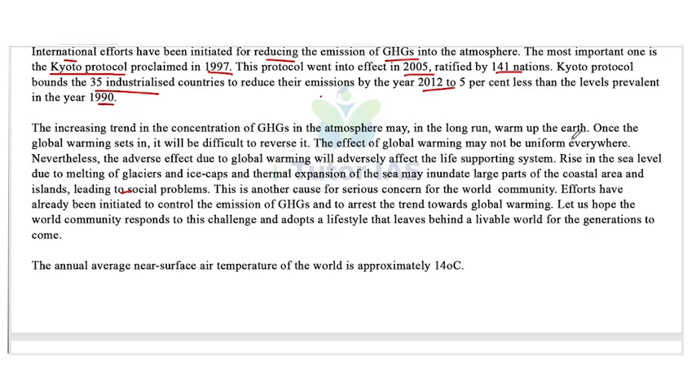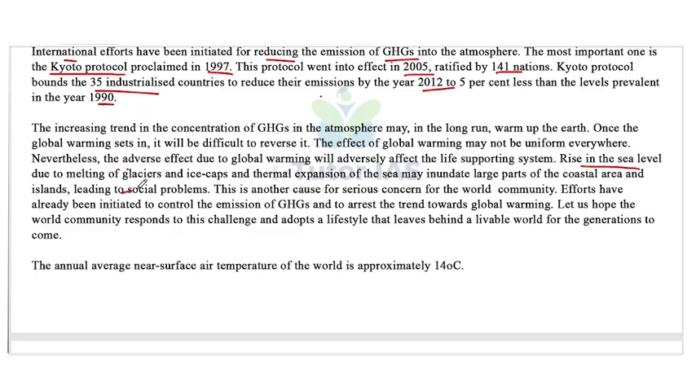Now, the increasing trend in the concentration of greenhouse gases in the atmosphere may, in the long run, warm up the Earth. Once global warming sets in, it will be difficult to reverse it. The effect of global warming may not be uniform everywhere. Nevertheless, global warming will adversely affect the life supporting system.